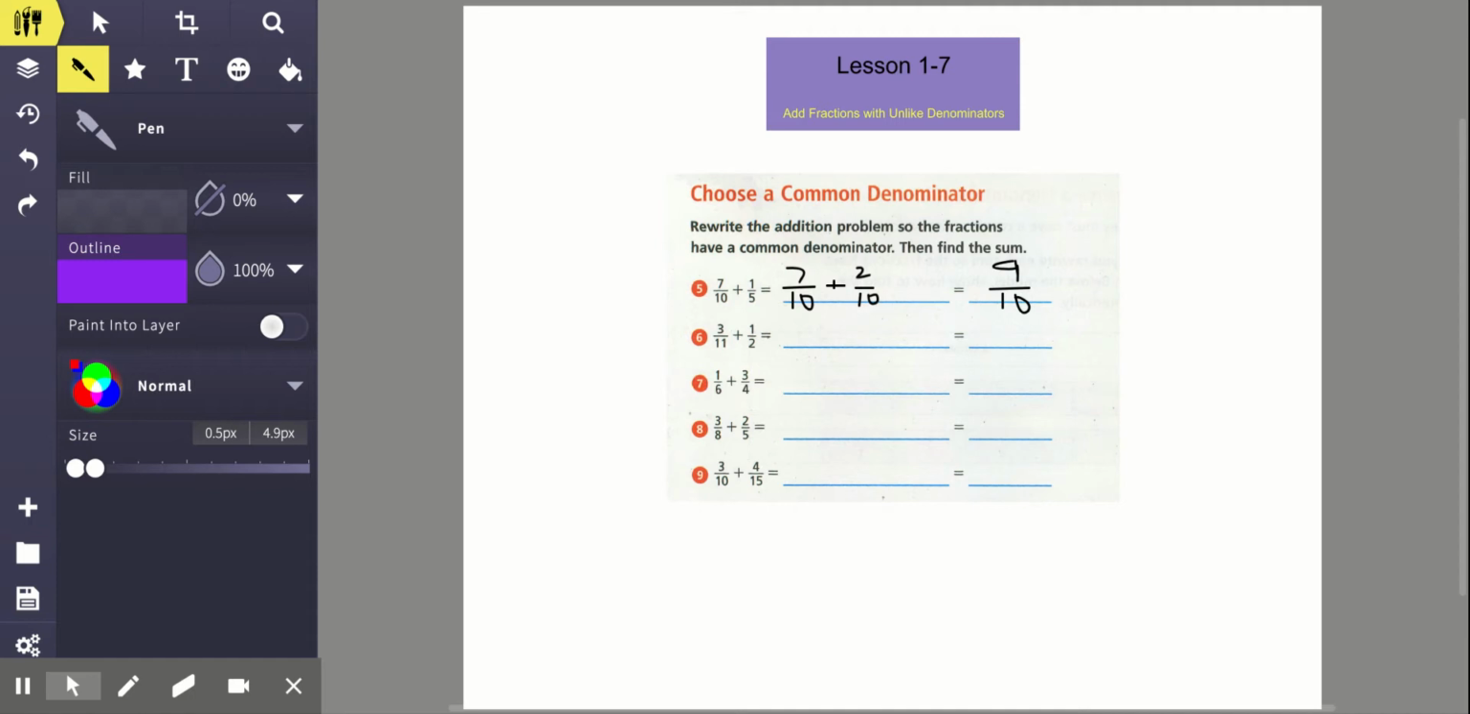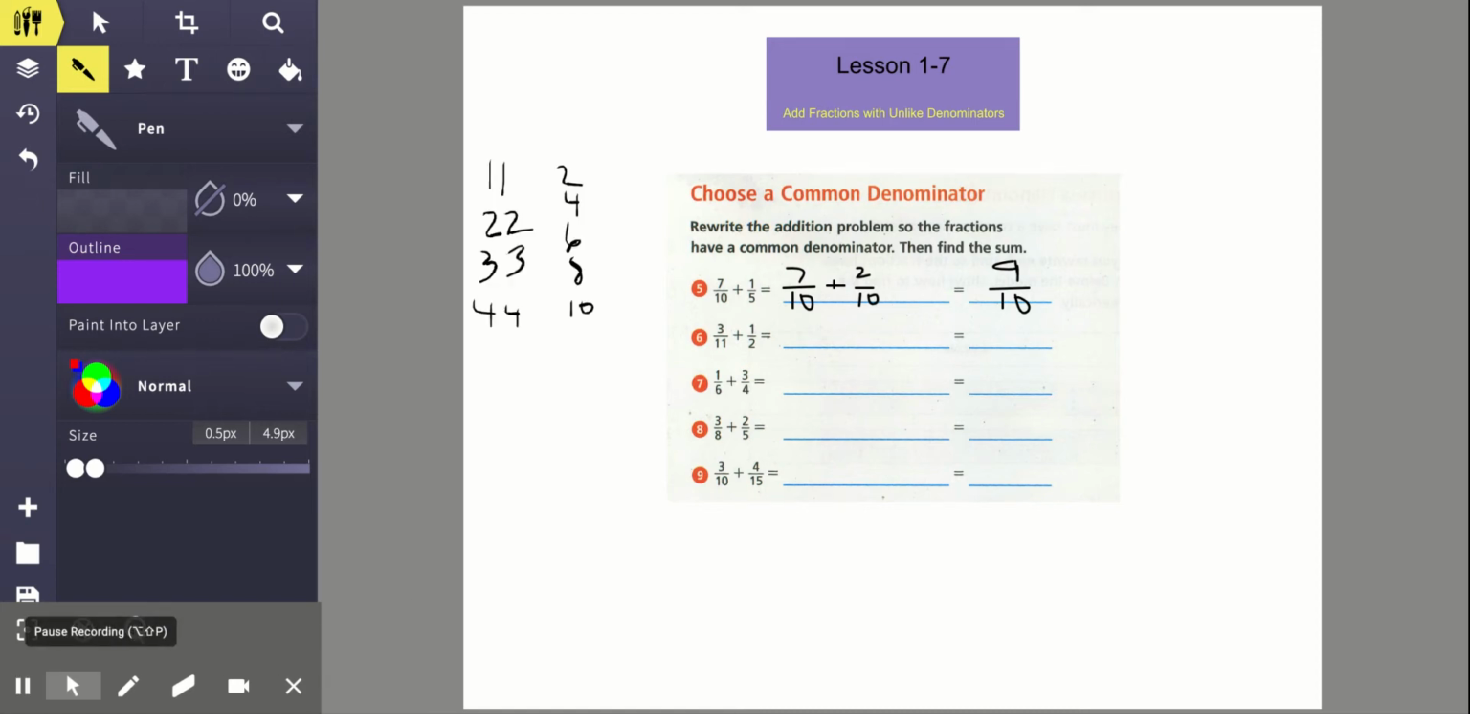So remember, first step is to find that common denominator. Sometimes it's a good idea to write out the multiples so you can visualize which number is their least common denominator. Do that now. So write out your 11s and write out your 2s. Remember, just skip counting by 11s and skip counting by 2s until you find a number that matches in each.